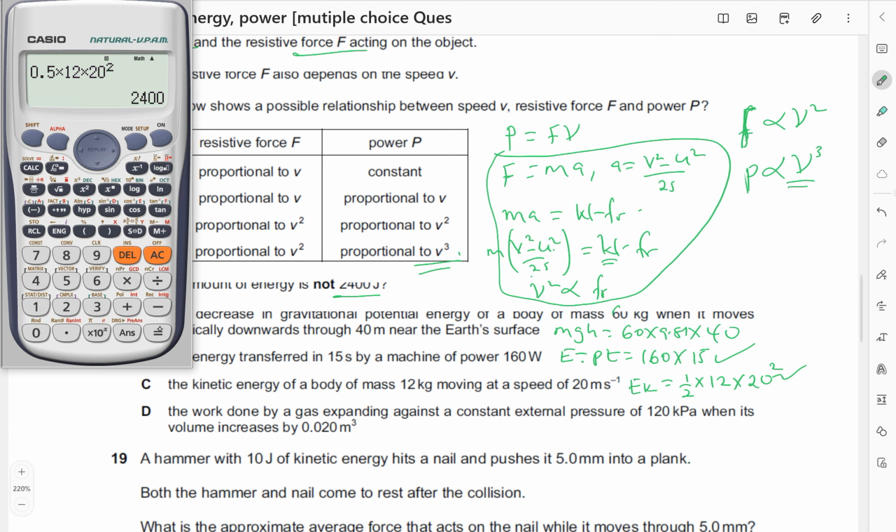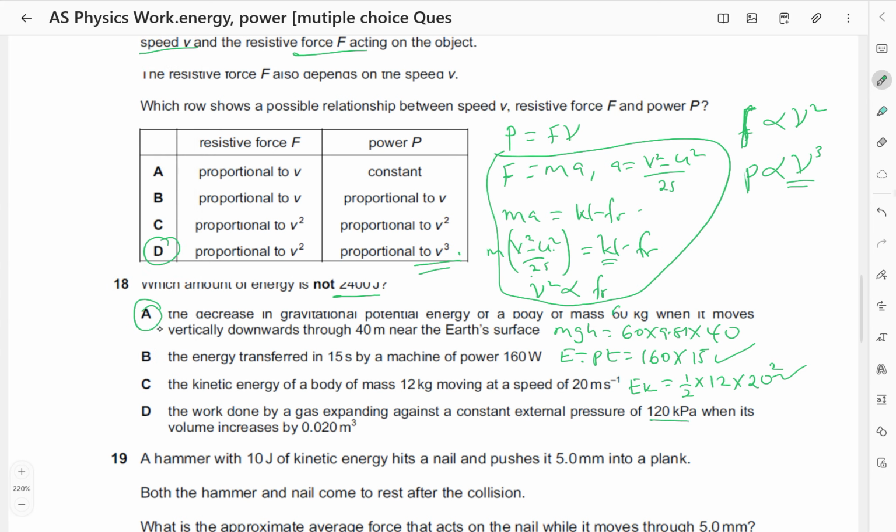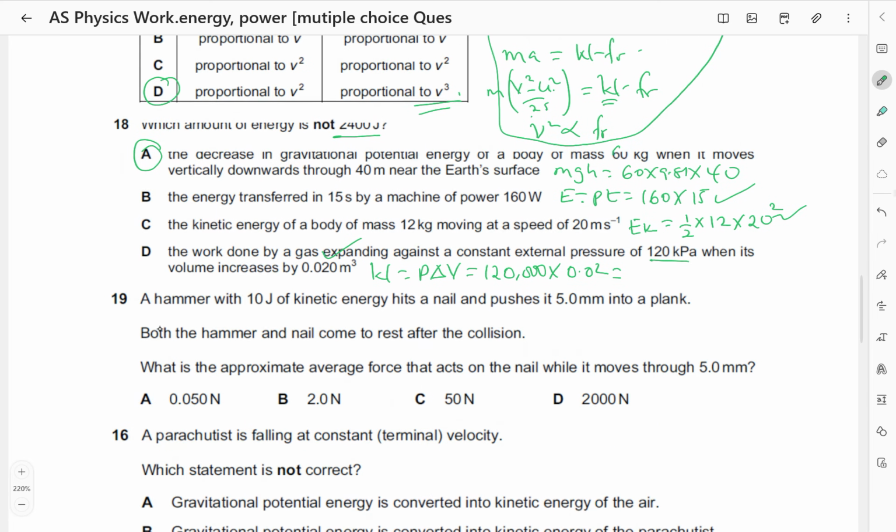That one is correct. The work done by a gas expanding against a constant external pressure of 120 kilopascals. So work done is equal to pressure times change in volume. So that is 120,000 times 0.02, which is automatically 2,400. So this is also correct. So the wrong answer is A. It is not 2,400.